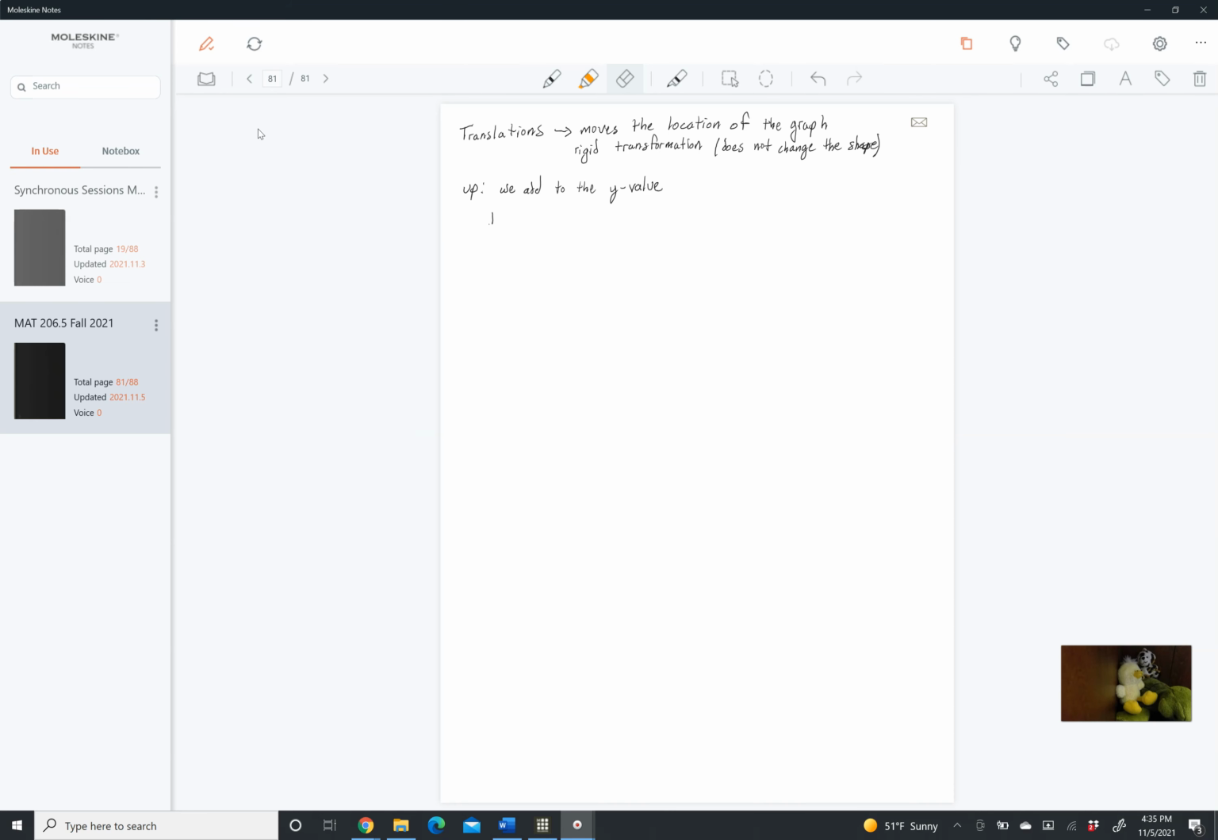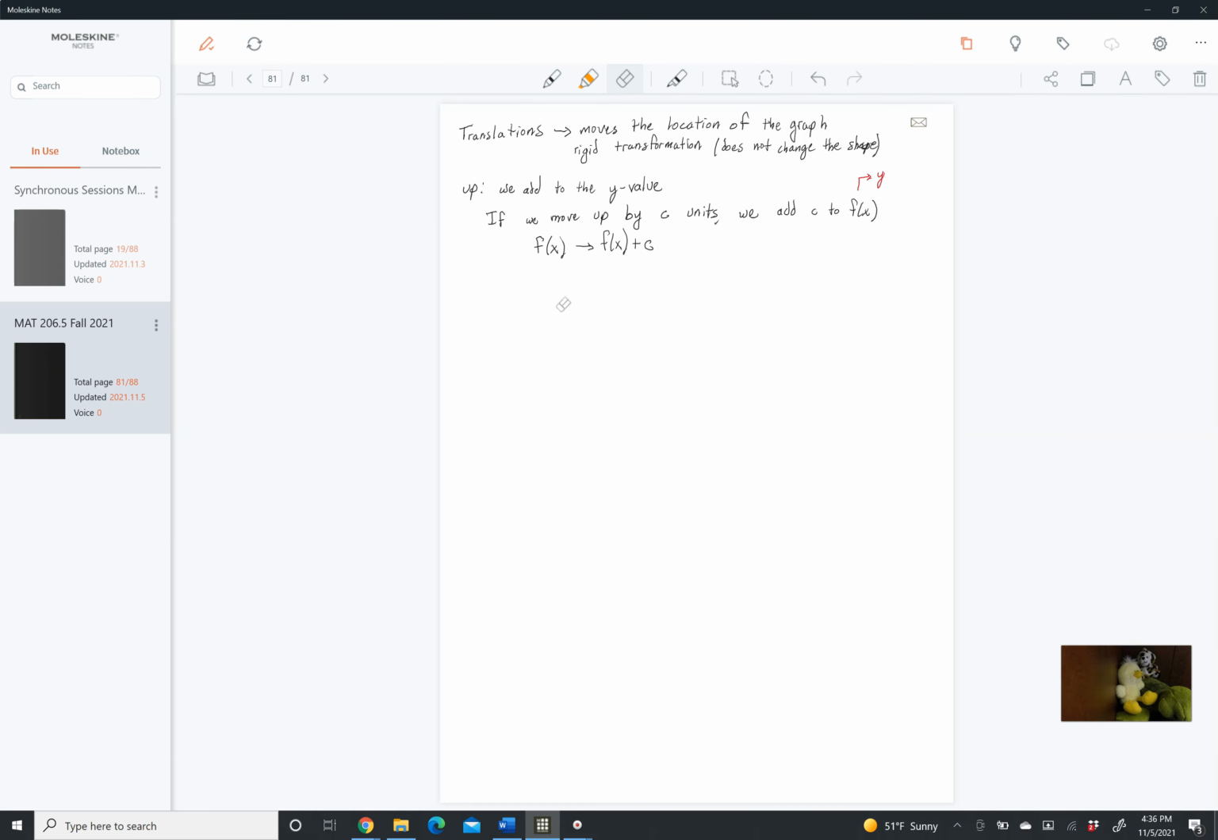So if we move up by c units, that means that we add c to f of x. Remember, f of x is our y. It's just telling us right away that our y is a function. Okay, so we are adding to the y. So in other words, what we're saying is f of x becomes f of x plus c, because we're adding c units to the y.